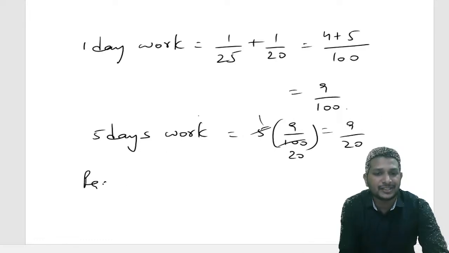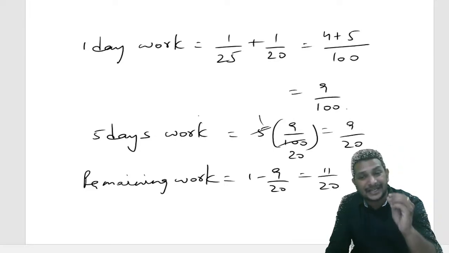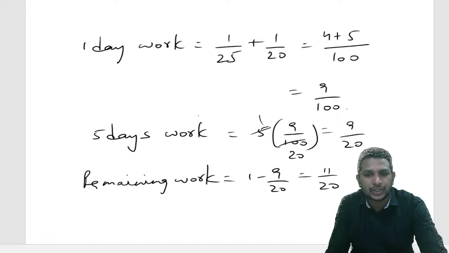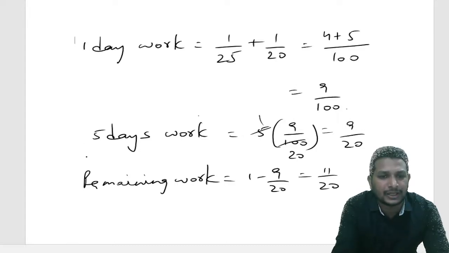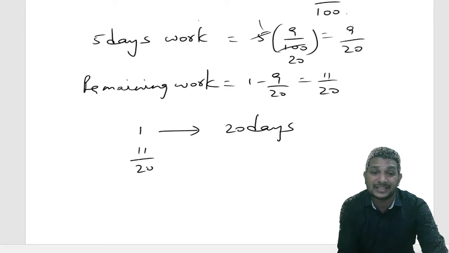So what is the remaining work? 9 by 20 part of the work is completed. So the remaining work will be 1 minus 9 by 20, which is 11 by 20. That much of the work has to be completed only by Rohan. So 11 by 20 of the work has to be completed by Rohan. So what is Rohan's capability? He can complete the whole work in how many days? 20 days. But here 11 by 20 of the work is left.